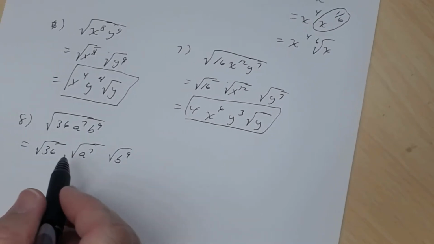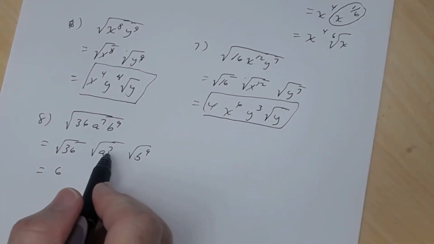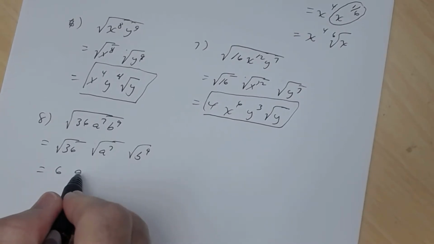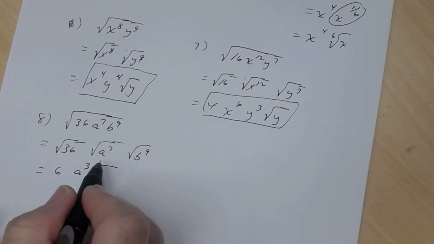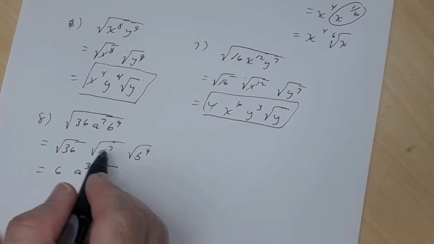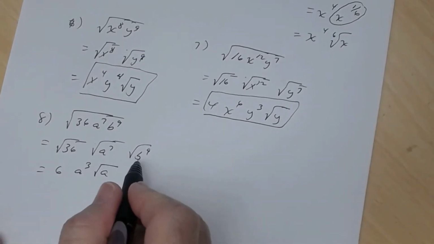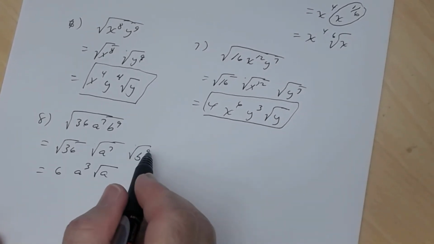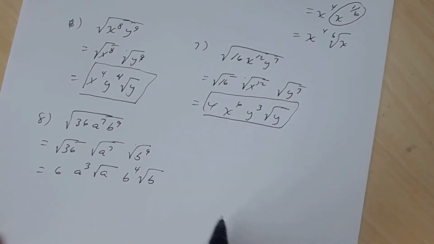All right, square root of 36. 36 is a perfect square. So the square root of 36 is 6. 2 goes into 7 3 times, so that's a cubed, but I do have a remainder, so I'm going to have that square root here. And the square root of a to the 7th is a cubed and remainder of 1. So this right here is this. b to the 9th, 2 goes into 9 4 times with the remainder of 1.